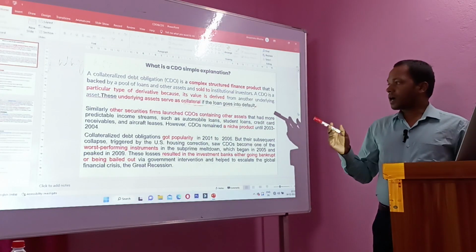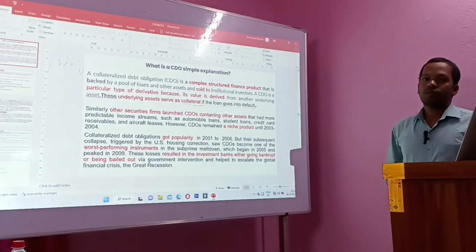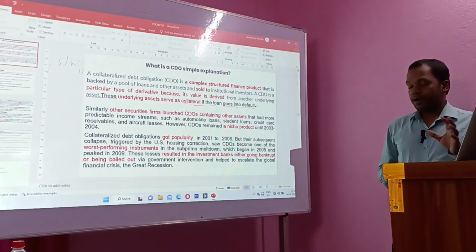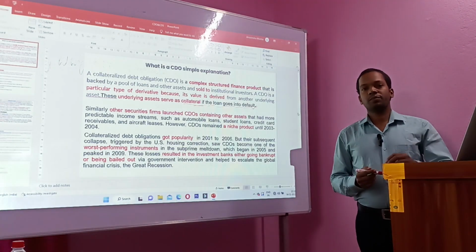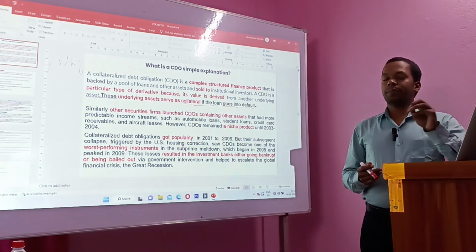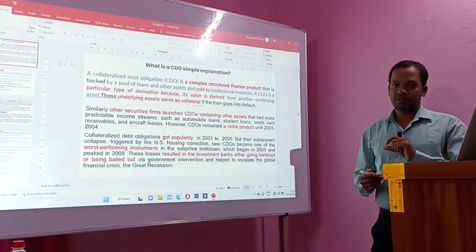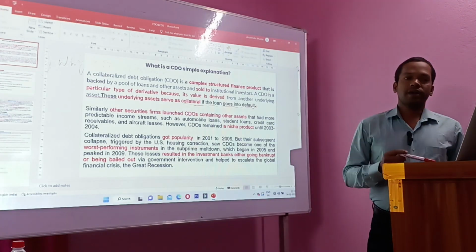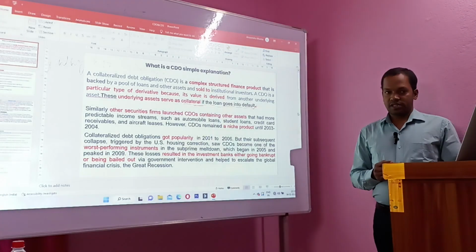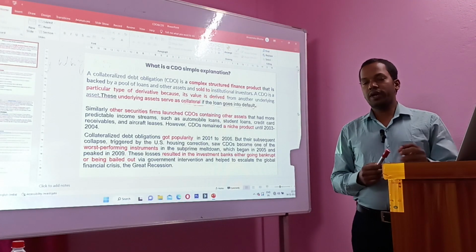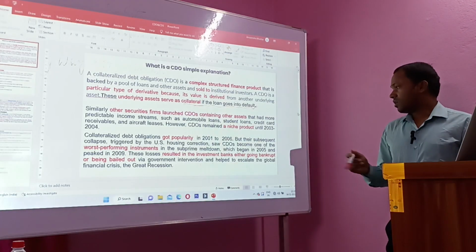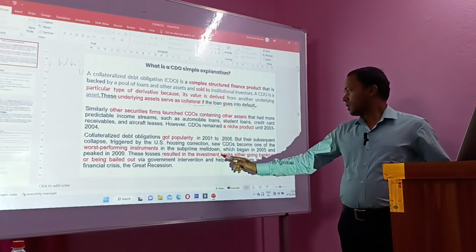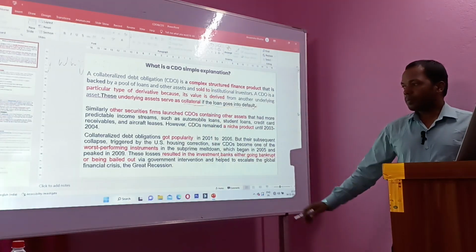Similarly, other securities firms also launched CDOs backed by auto loans, credit card loans, education loans and aircraft leases. And the CDO remained a niche product. Niche product means this product focuses on a specific market within a specific price range. The CDO got popular from 2001 to 2006, but when the housing market collapsed in the US, it became the worst performing asset, which resulted in investment banks either going bankrupt or being bailed out.